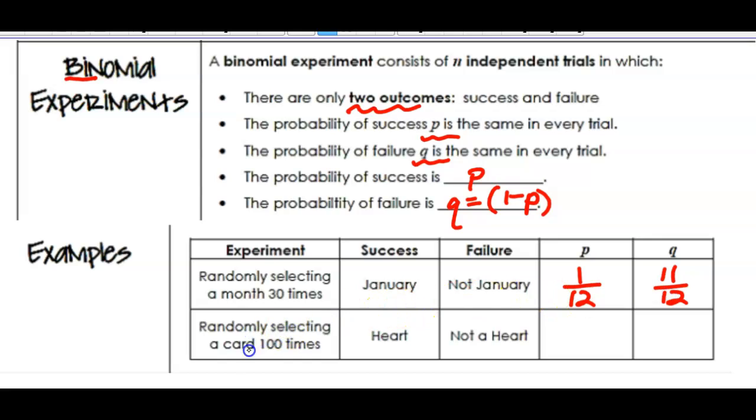So the chance of randomly selecting a month 30 times and getting January would be 1 out of 12. Not getting January would be 11 out of 12. If we're selecting a card 100 times and you want a heart, there are 13 hearts out of 52, or 1 in 4. The chance you don't get a heart would be the rest, or 3 in 4. So the probability doesn't have anything to do with how many times we're doing the experiment. That's another part of the question.